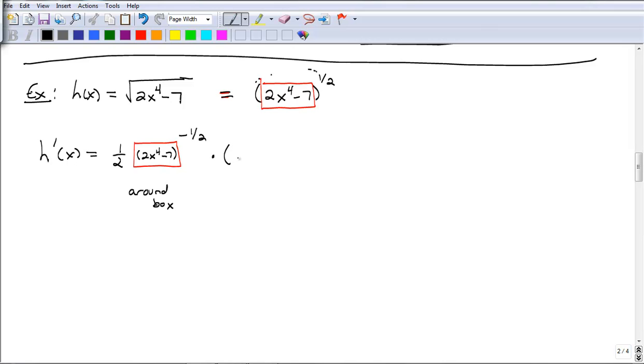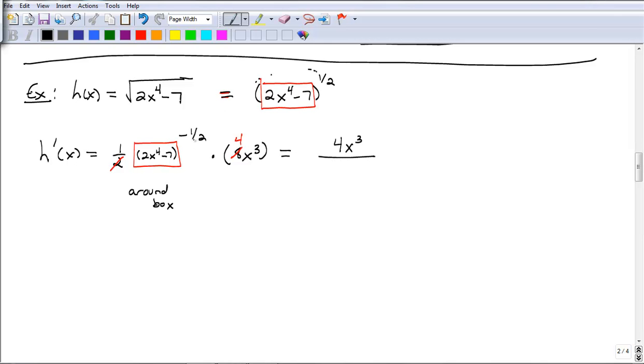Now I multiply by the derivative of what's inside the box. The derivative of 2x to the fourth is 8x cubed. The derivative of negative 7 goes to 0. So I can simplify this. Notice the 2 cancels the 8 and leaves me with 4. And so on the top I have 4x cubed.